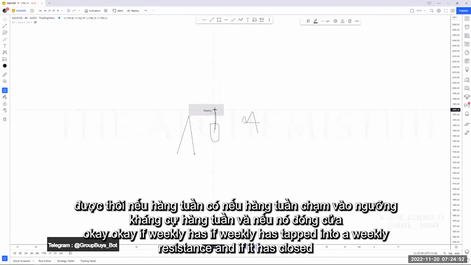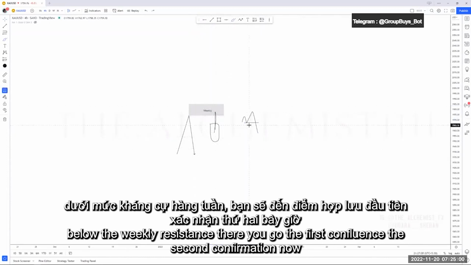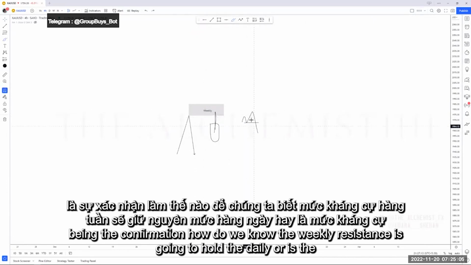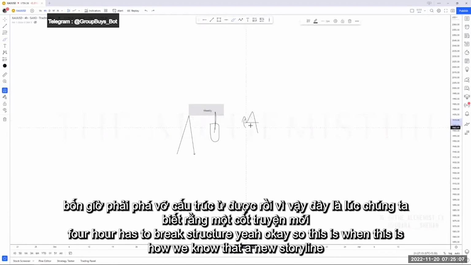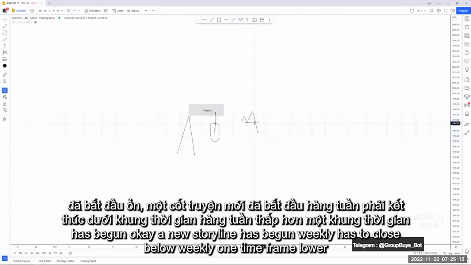Okay, if weekly has tapped into a weekly resistance and if it has closed below the weekly resistance, there you go, the first confluence. The second is the confirmation. How do we know the weekly resistance is going to hold? The daily or the 4 hour has to break structure. So this is how we know that a new storyline has begun.